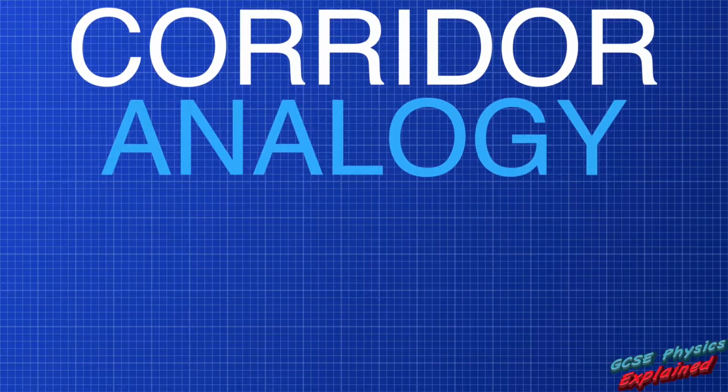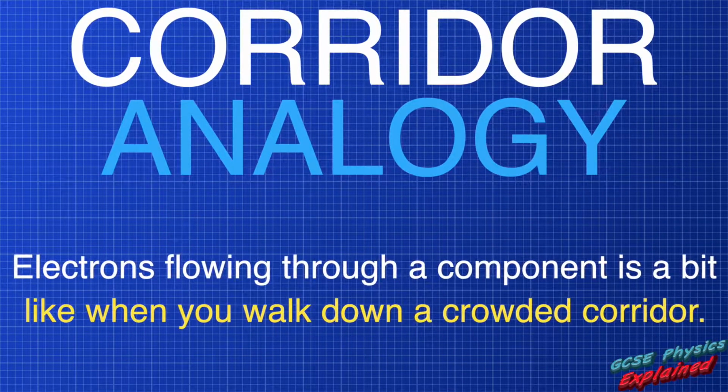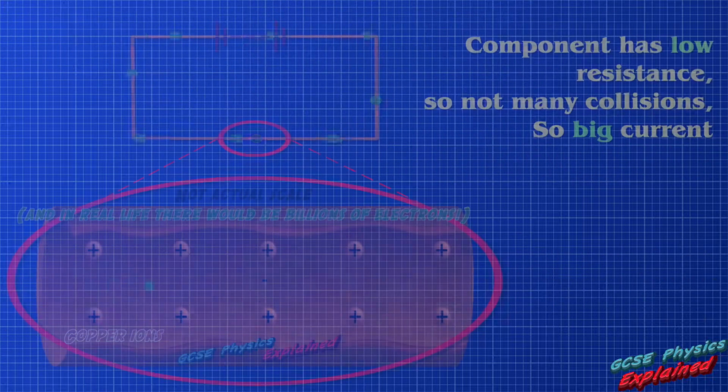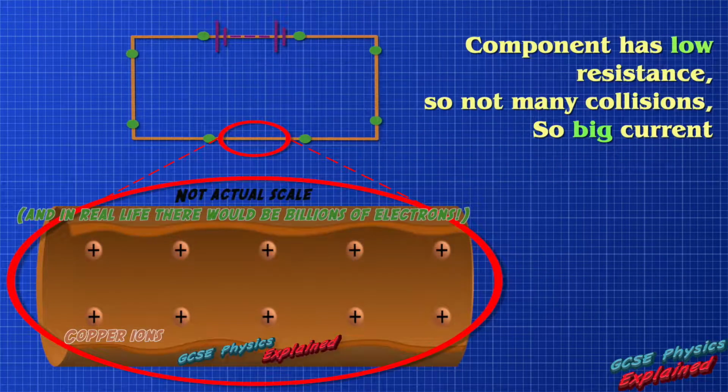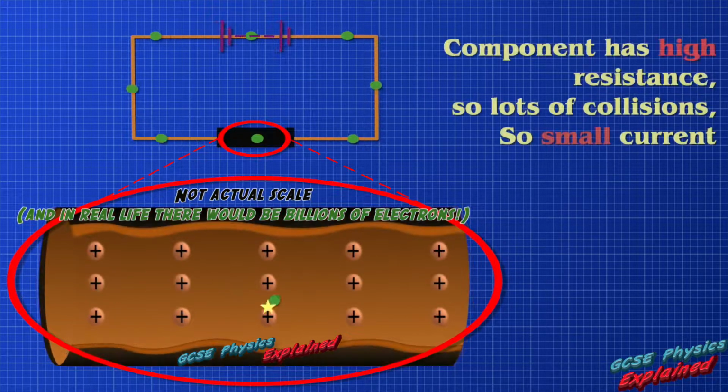The analogy I use with my students is that electrons flowing through a component is a bit like when you walk down a crowded corridor. If you don't collide with many people, you flow fast down the corridor. That's like a big current. But if you collide into lots of people, then you'll only flow slowly. That's like a small current.